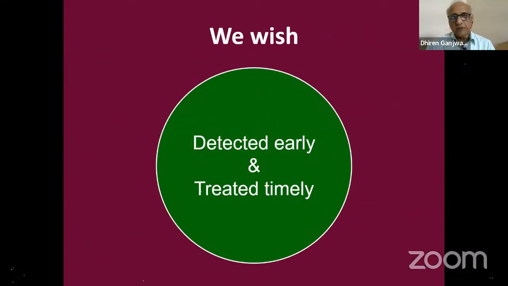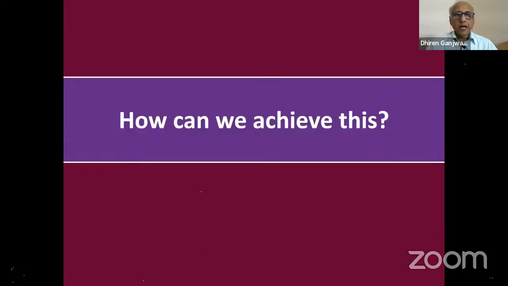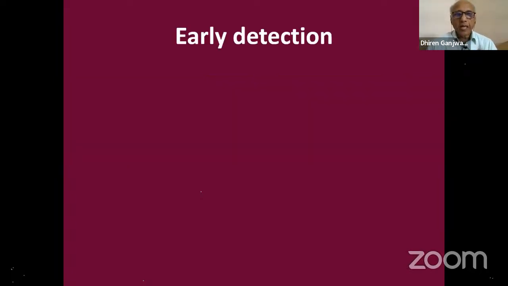We wish that what Japan could do, we also carry out the same thing in India, and 100% of the cases are detected early and treated timely. That's what our wish is. The next question, yes, it's a good thing, but how to achieve this? Early detection requires three things by which we can detect early.